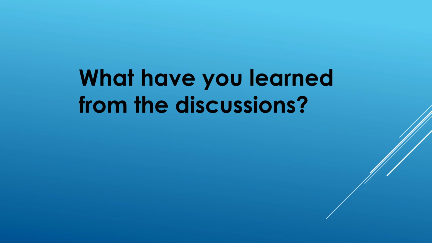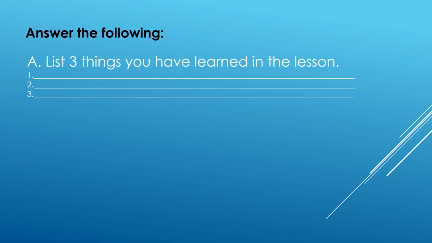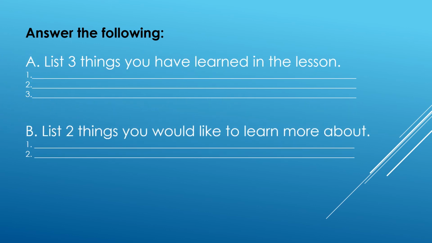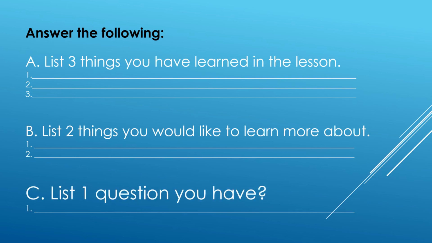Okay, what have you learned from the discussions? Okay, to answer that, please do the activity. Letter A, list 3 things you have learned in the lesson. Letter B, list 2 things you would like to learn more about. And letter C, list 1 question you have in mind.